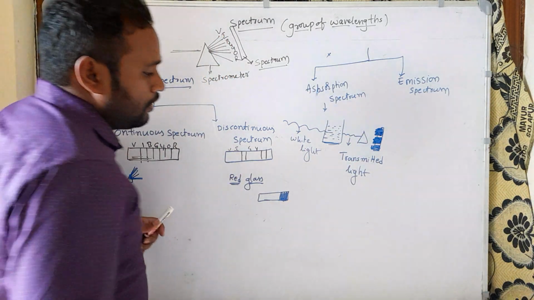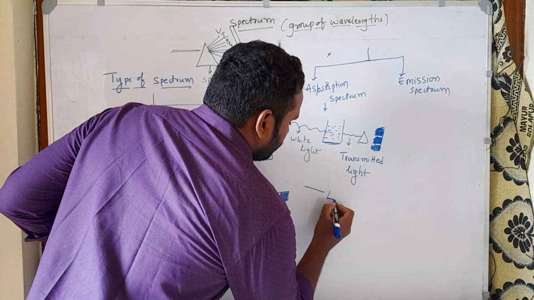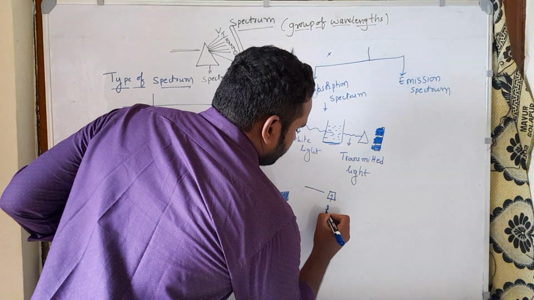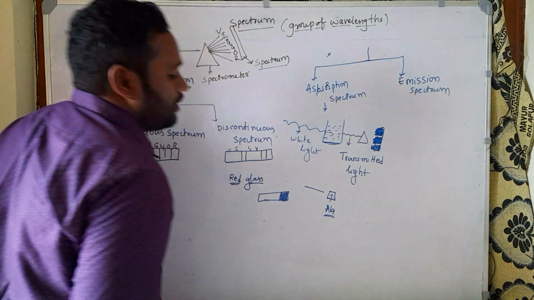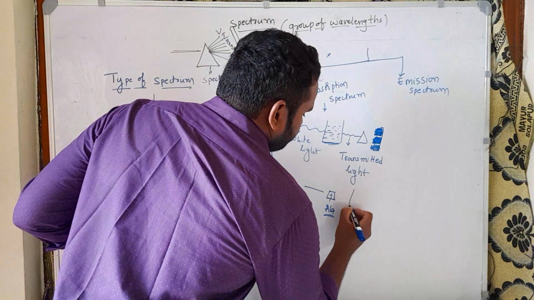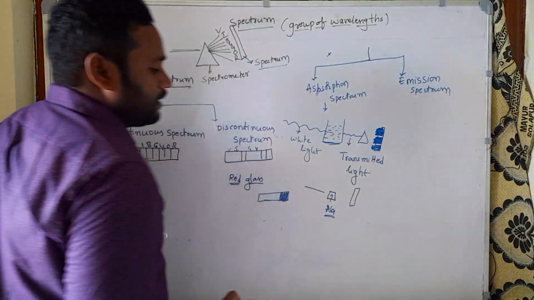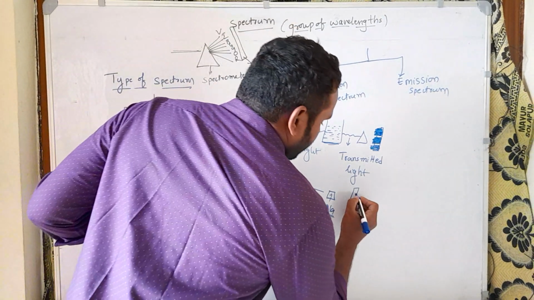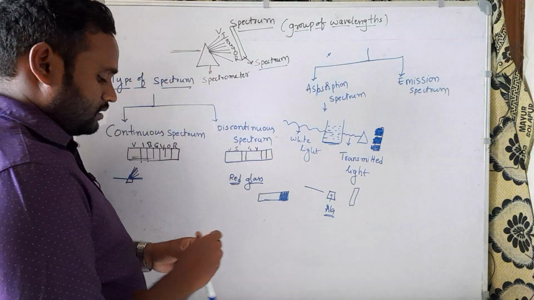For example, when you pass a white light through sodium, Na, sodium metal, and when you record the spectrum of the sodium metal, we can observe some dark lines.